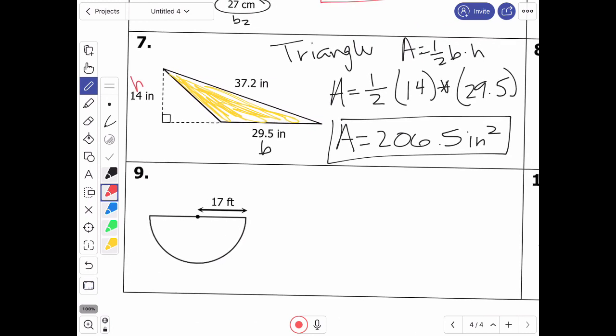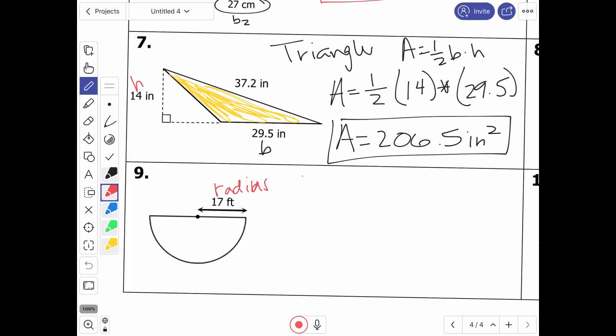Okay, so number 9, I have like half of a circle, okay? So I don't have this full circle. I only have half of it. We're going to act like I have the full circle and then determine half of that circle at the very end. So what I do have is this 17 feet. Now this 17 feet is only pointing from the center of the circle to the edge. So that makes me know that the 17 feet is in fact the radius and not the diameter. That's a U, sorry.